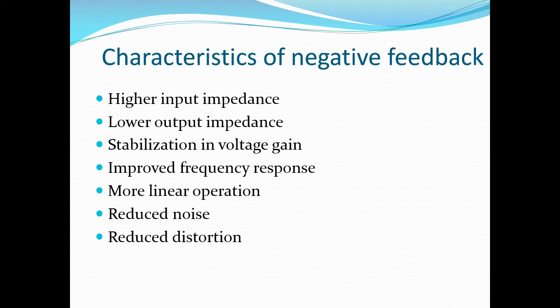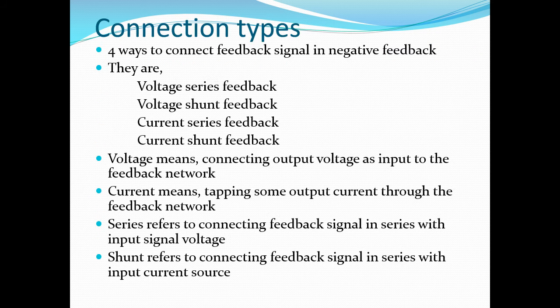These are the important characteristics of negative feedback. Because of negative feedback in an amplifier circuit, it has higher input impedance, lower output impedance, stabilization in voltage gain, improved frequency response, more linear operation, reduced noise and distortion. In negative feedback, the feedback signal can be connected in four ways. They are voltage series feedback, voltage shunt feedback, current series feedback and current shunt feedback.